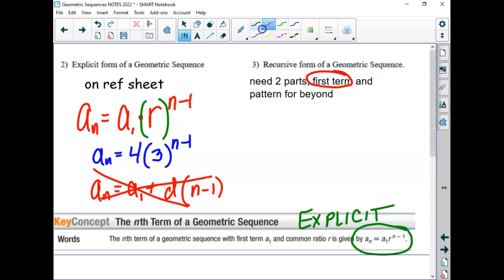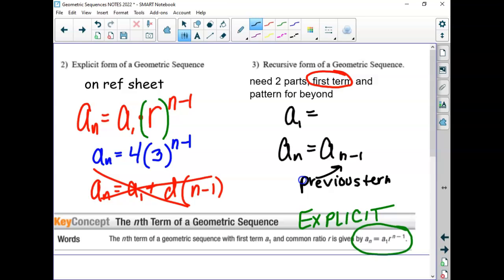Okay? So you have to tell me the first term, and then you have to tell me how to get to the next term using, what do we say when we see n minus 1? Previous term. So you're taking the last term. And if it's geometric, you're taking the last term and you're multiplying by something. All right, so these are the two parts that you need.